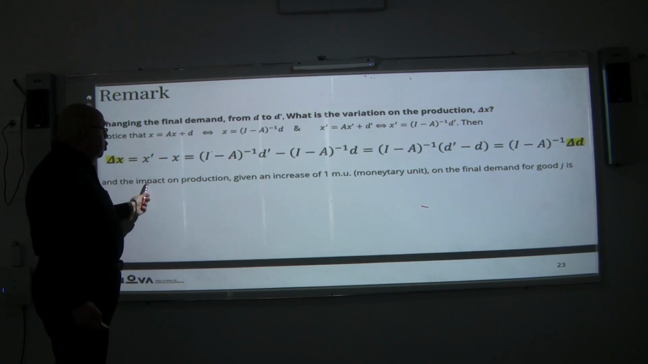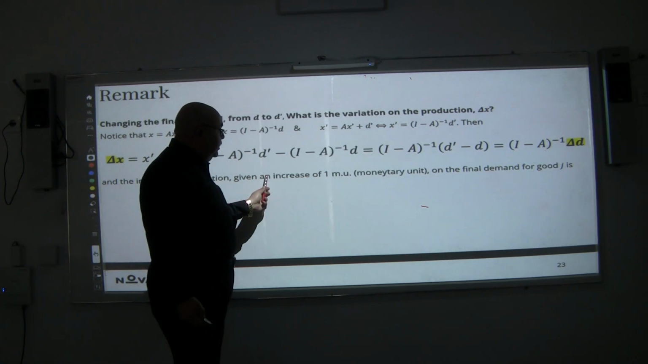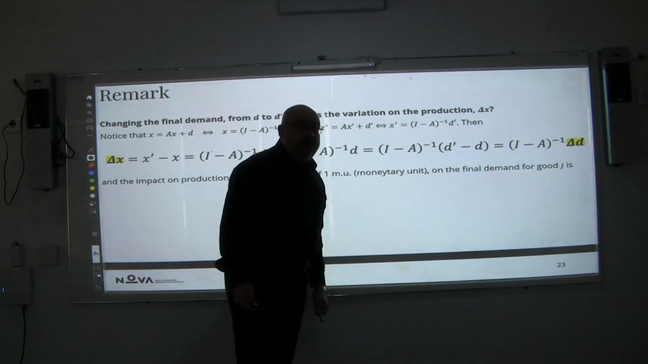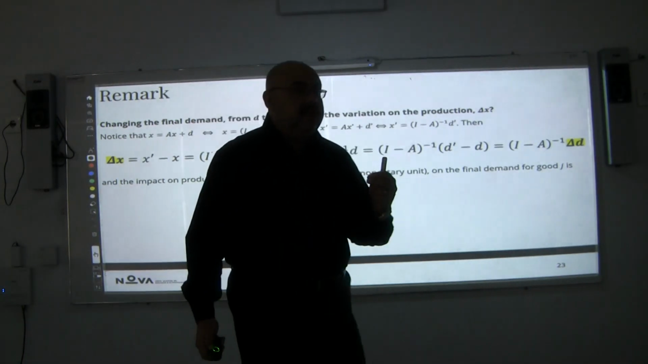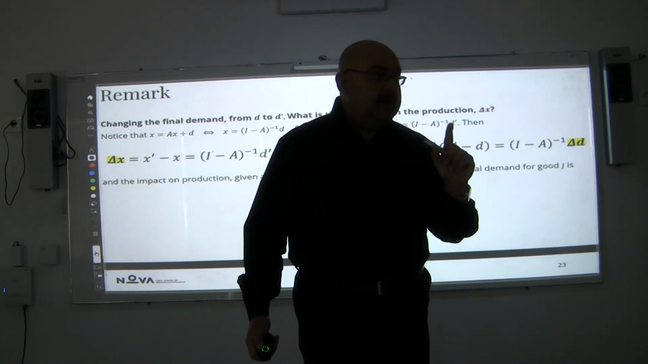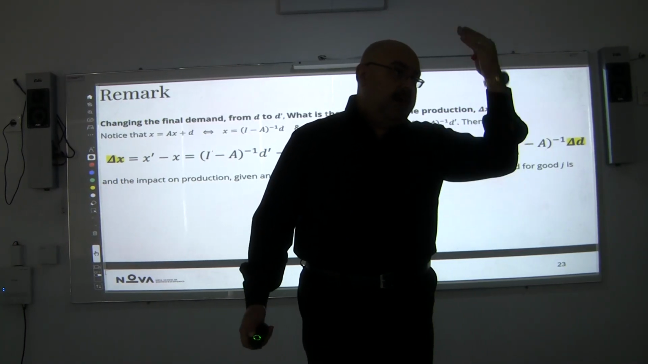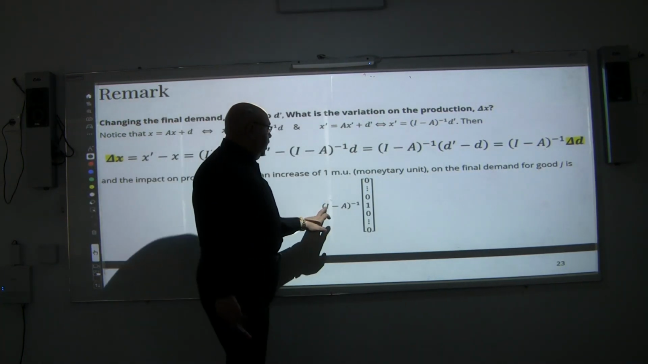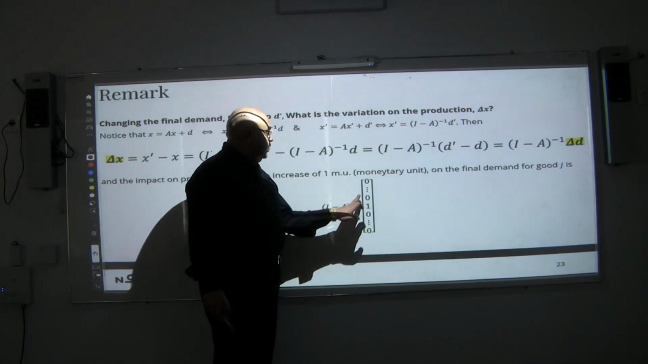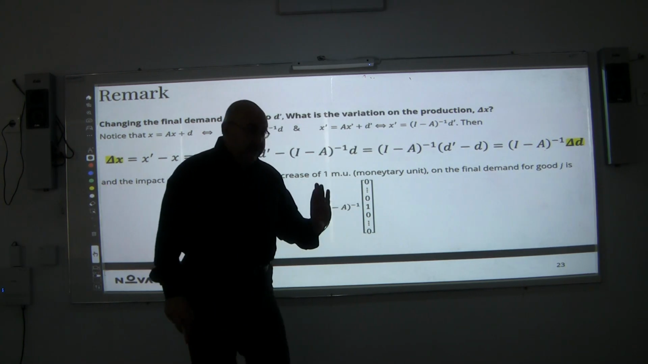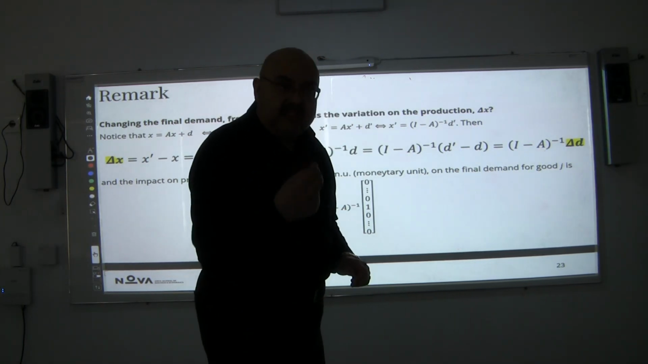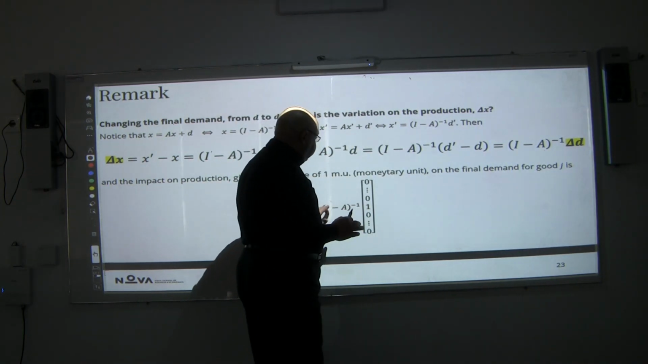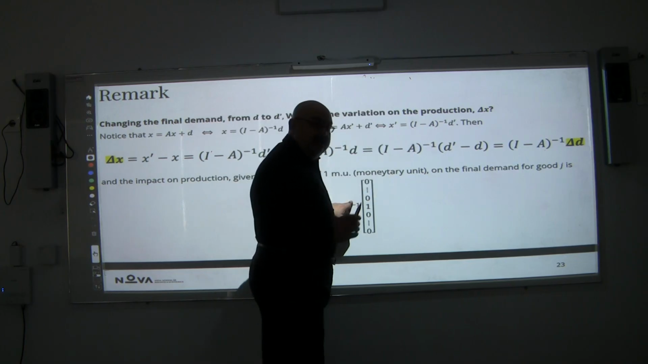And the impact on production given by an increase of one monetary unit on the final demand for good number J. If I want to see the impact of increasing just one unit in the demand on the other sectors, how to evaluate this? It's very simple. All I have to do is to get I minus A to the power of -1 times the column of increase. So if I have a system of 3 sectors, I have I minus A to the power of -1, which is the inverse Leontief matrix.